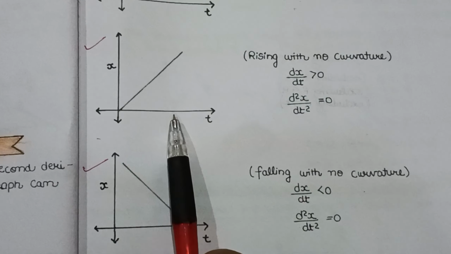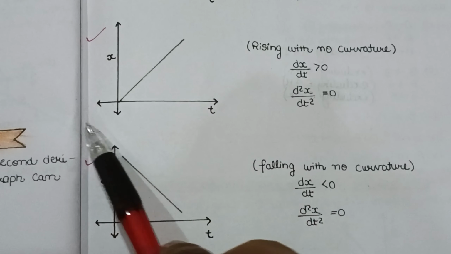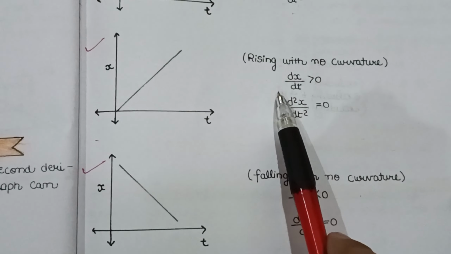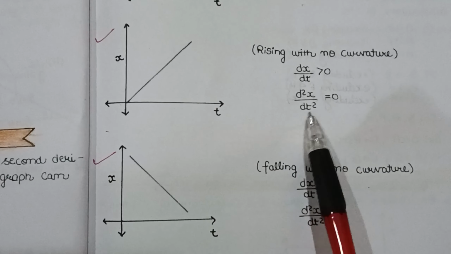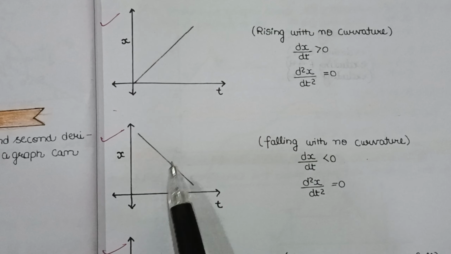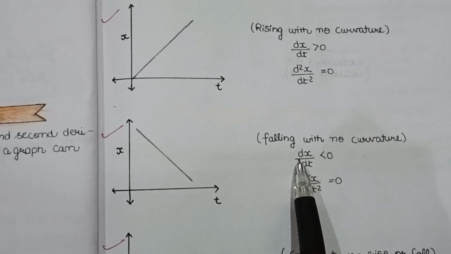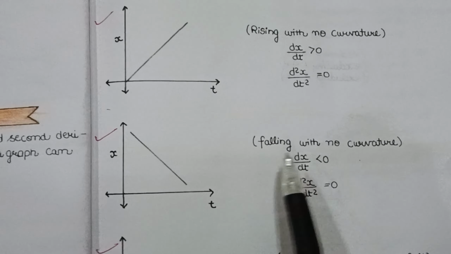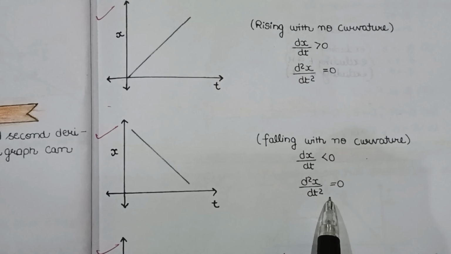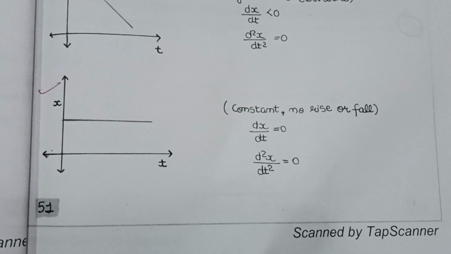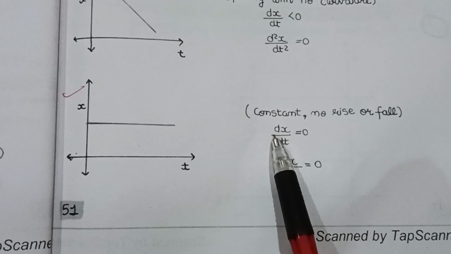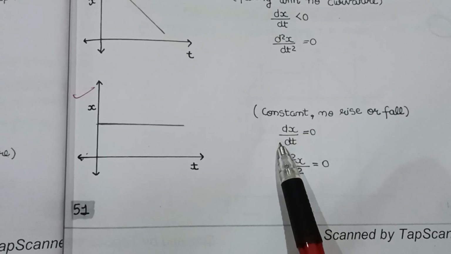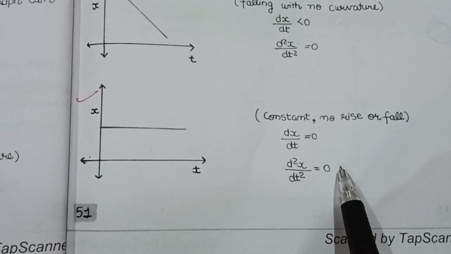Now we will look at these types of graphs. In this graph, it is rising with no curvature. Therefore, dx by dt is greater than 0 and d square x by dt square is equal to 0. In this type of graph, it is falling with no curvature. Therefore, dx by dt is less than 0 and d square x by dt square is equal to 0. In this type of graph, it is constant with no rise or fall. Therefore, dx by dt is equal to 0 and d square x by dt square is also equal to 0.